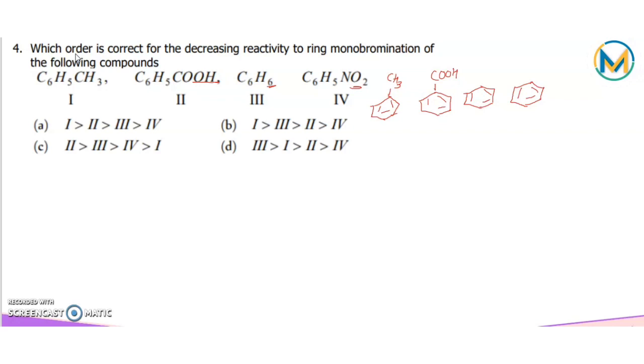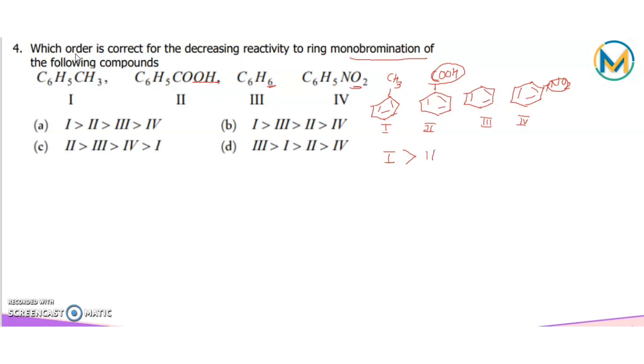Now we know that this CH3 is an electron donating group. So its reactivity is very high. So since the numbers are 1, 2, 3 and this 4, this one will have the highest reactivity towards the monobromination of the compound. Then the next, if you look at this COOH group and this NO2 group, those are electron withdrawing substituents and they decrease the reactivity. And this benzene is in between them.